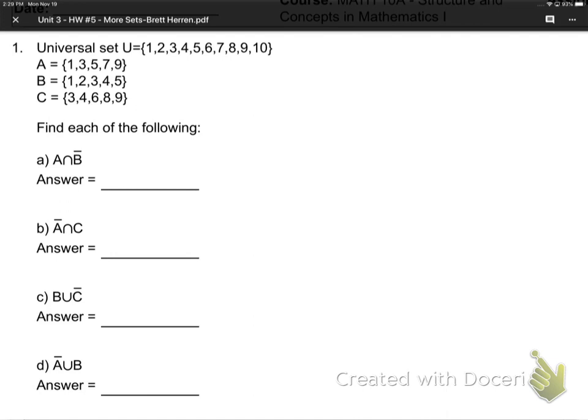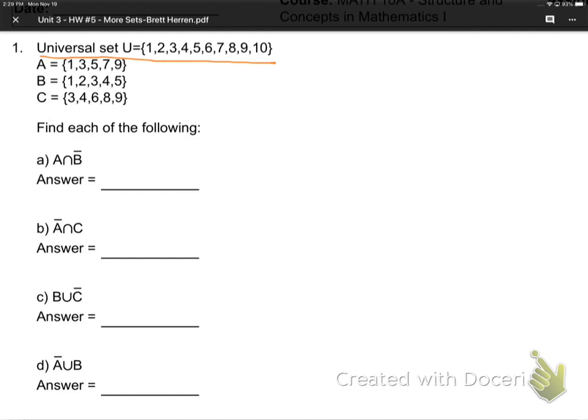So, how do we do this? When they give us a universal set, they're saying exactly what the name implies. That's the universe in this problem. That's everything that's possible in this problem. So the universe is just the numbers 1 through 10.